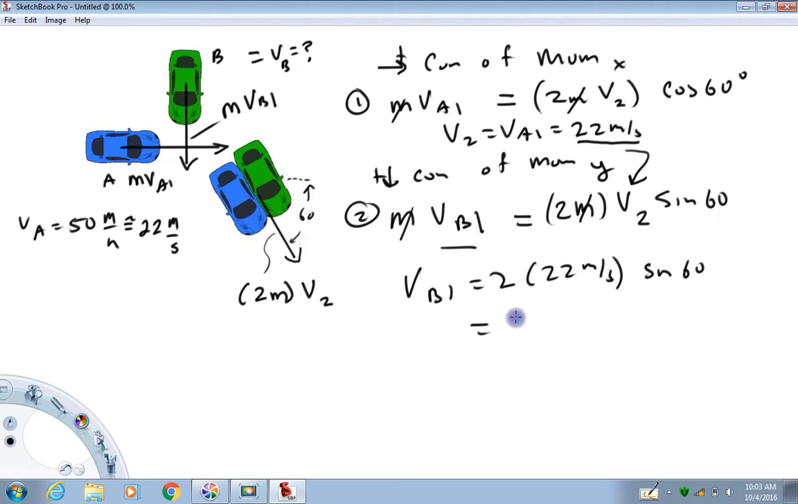Okay, I'm back, got that sorted out. So for VB1, I got about 38 meters per second. So VB1 is going considerably faster than VA1 here. So I'm going to go ahead and convert that back to miles per hour.